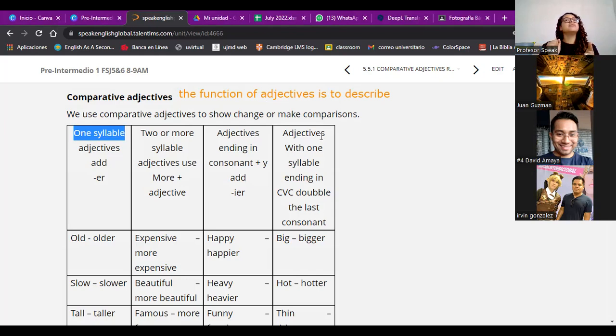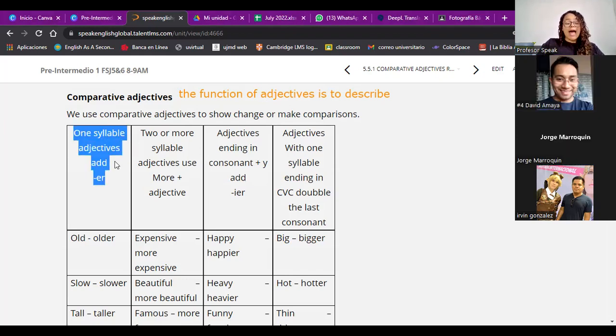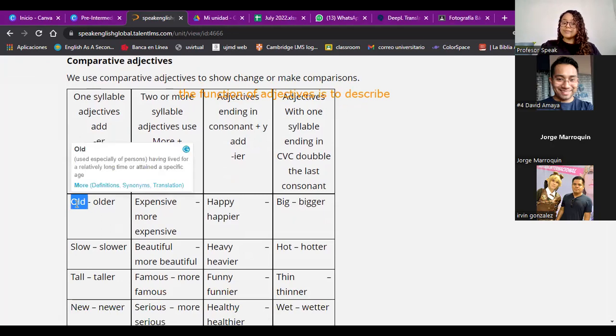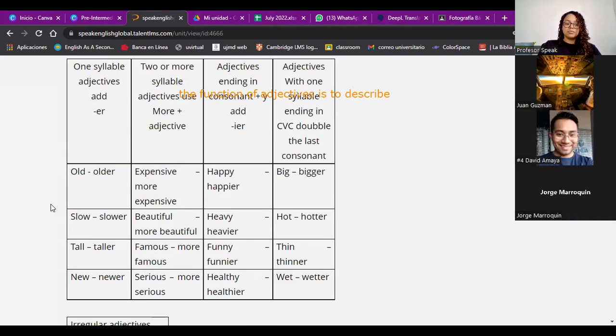I can tell expensive. How many syllables does expensive have? Expensive. Three. Very good. So to one syllable adjectives, we only add ER. For example, big, bigger. Tall, taller. Very good. Let's see another example I can give you. Oh, well, we have here. Old? Older. Slow? Slower. New?